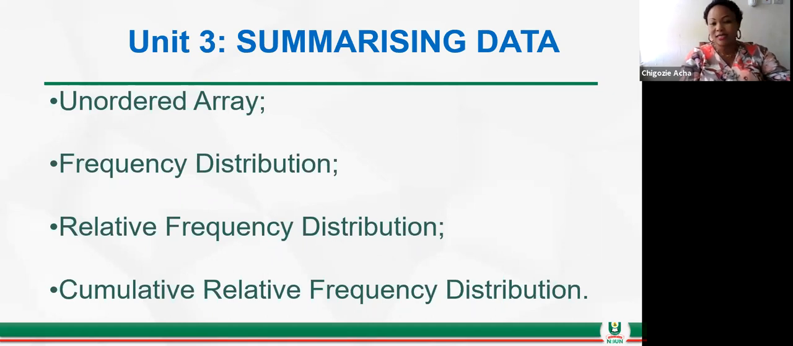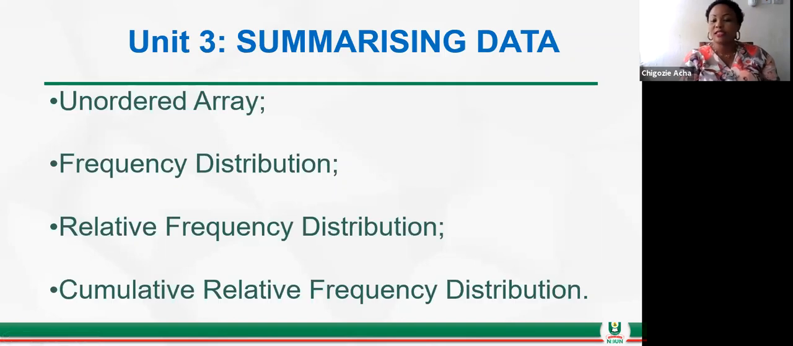So when a data set is collected in such a way that there is no pattern in the arrangement of the values, we say that the data is an unordered array. That means we need to arrange the data set before you carry out any analysis on that particular data set. And if you have looked at your course guide, you see further definitions of how you can arrange that.